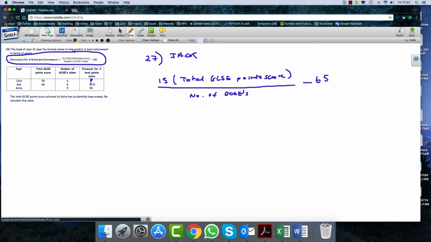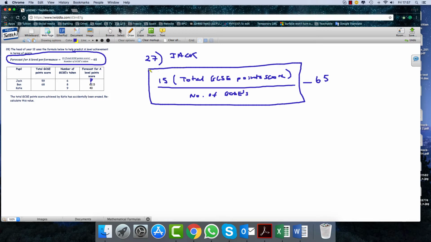That's really the important thing to teach you here: everything in this fraction needs to be done first, and then we subtract 65. We mustn't subtract the 65 in the middle and then divide by the number of GCSEs. We're really obeying the rules of BIDMAS. I'm not even going to try and explain BIDMAS here because it can be misunderstood and misinterpreted very easily. So we're going to do the fraction first, and then subtract 65 from that score. If we look at Jack, he got 59.